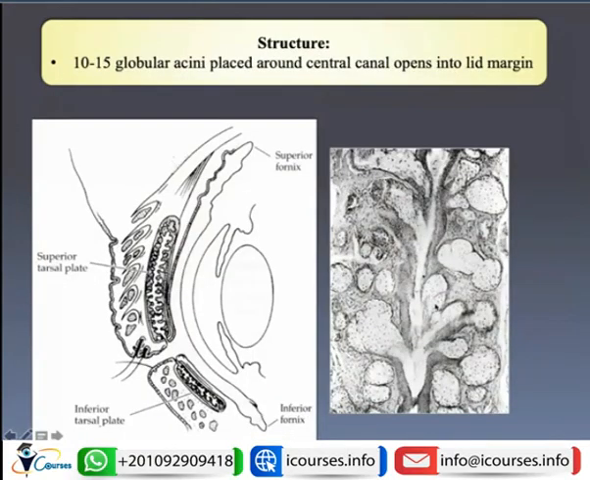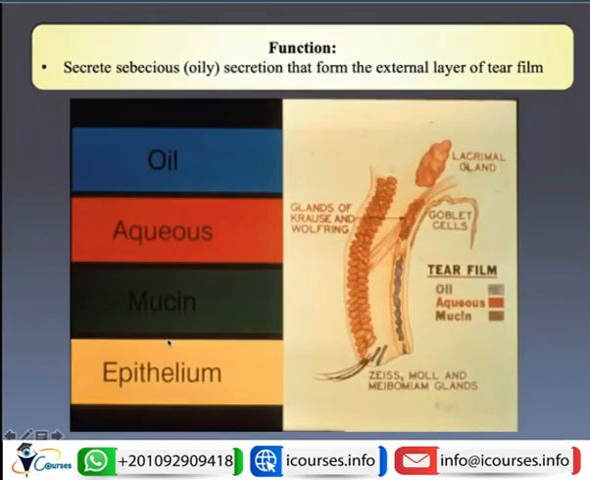The structure of the meibomian glands are 10 to 15 globular acini. So these are the acini, and they are arranged around the central canal that will open into the lid margin. What is the function of the sebaceous glands or the meibomian gland?